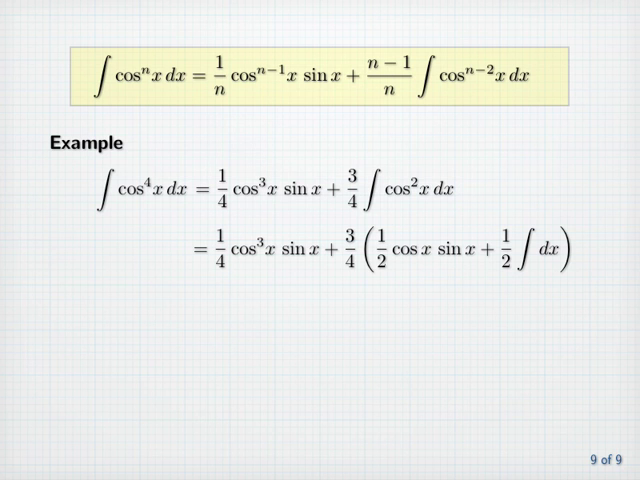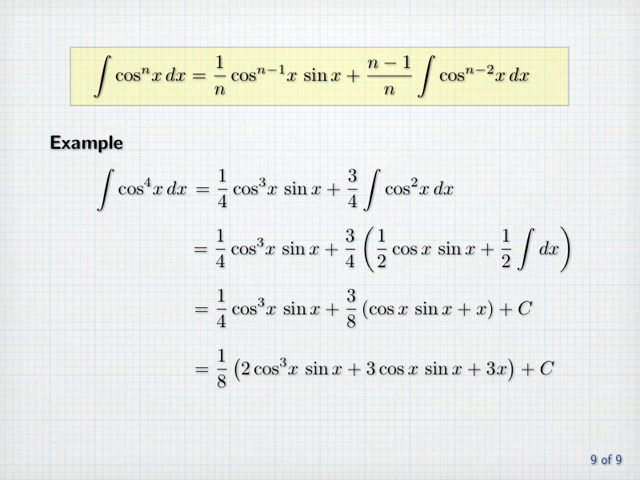Now that integral simply gives us x plus c, and by factoring 1/2 from the two terms in the parentheses, we end up with 1/4 of cosine cubed x times sine x plus 3/8 of cosine x sine x plus 3/8 x plus c. Now let's go ahead and factor a 1/8 out of the whole thing, and we have 1/8 of 2 cosine cubed x sine x plus 3 cosine x sine x plus 3x, plus c.